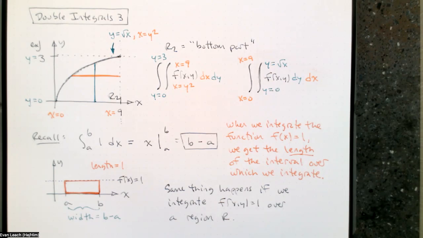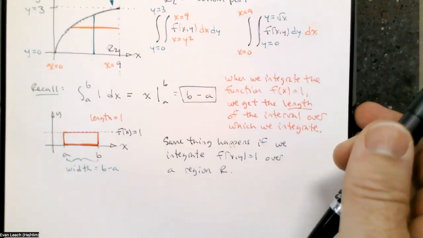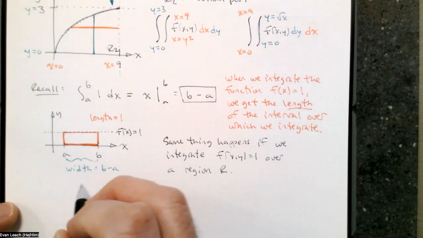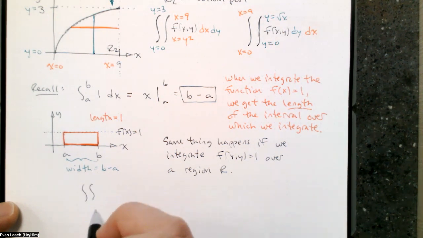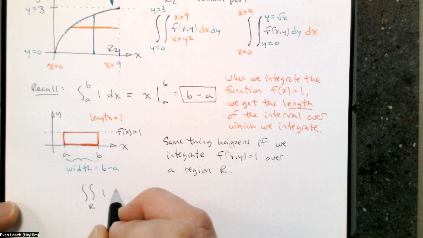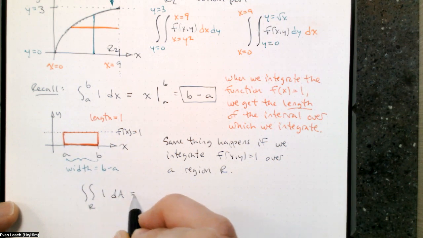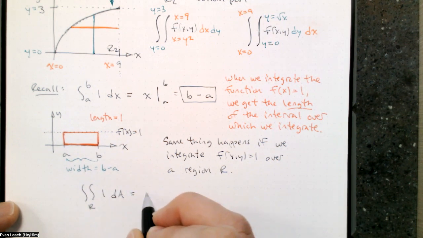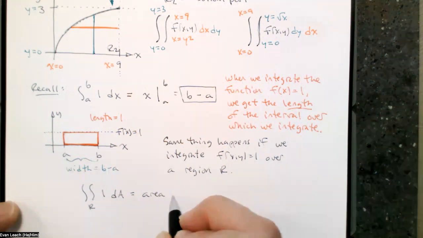So the height is 1 and the cross-sectional area always looks like the region, so we're going to get the area of the region. So the double integral of the function 1 dA over some region R will be the area of region R.